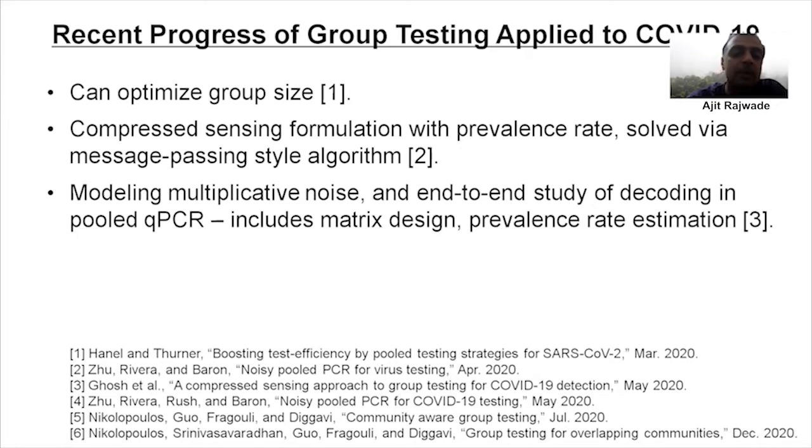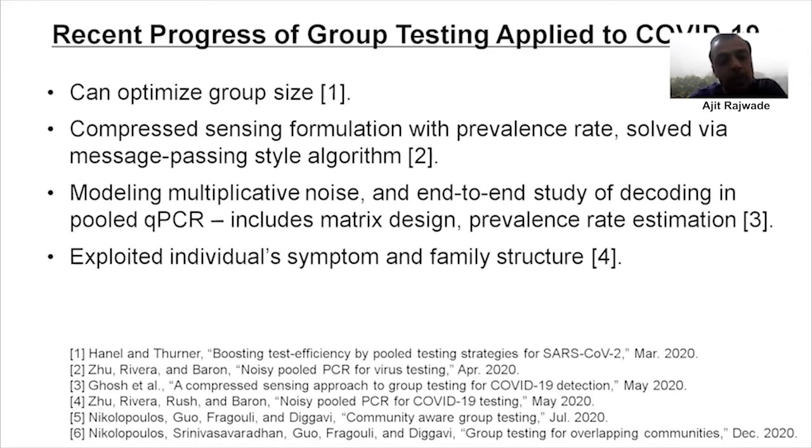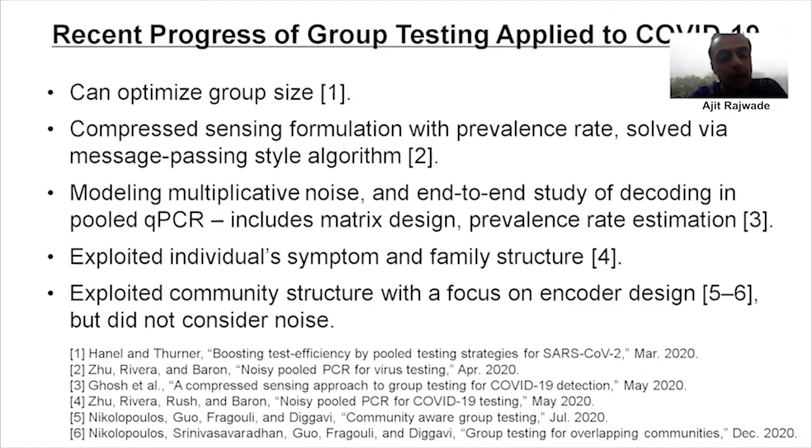This includes various aspects such as pooling matrix design, prevalence rate estimation, and a variety of different algorithms that have been investigated. In Zhu et al., individual symptoms as well as family structure have been exploited in aiding the performance of the decoding algorithms. Independent work by Nikolopoulos et al. exploited community structure with a focus on encoder design, but they did not consider the measurement or testing noise.